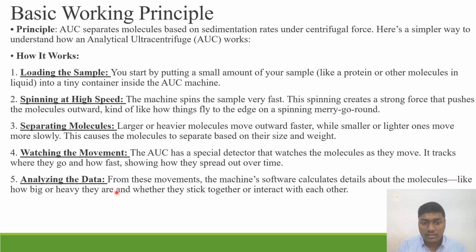Now, analyzing the data. From these movements, the machine software calculates details about the molecules, like how big or heavy they are, and whether they stick together or interact with each other.